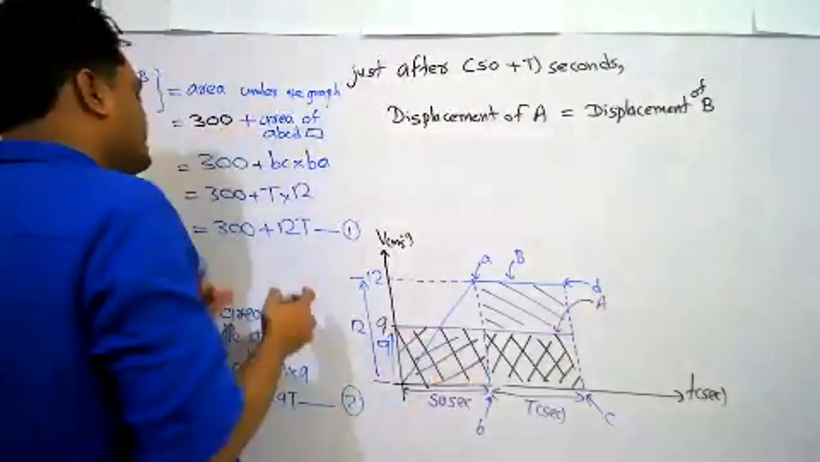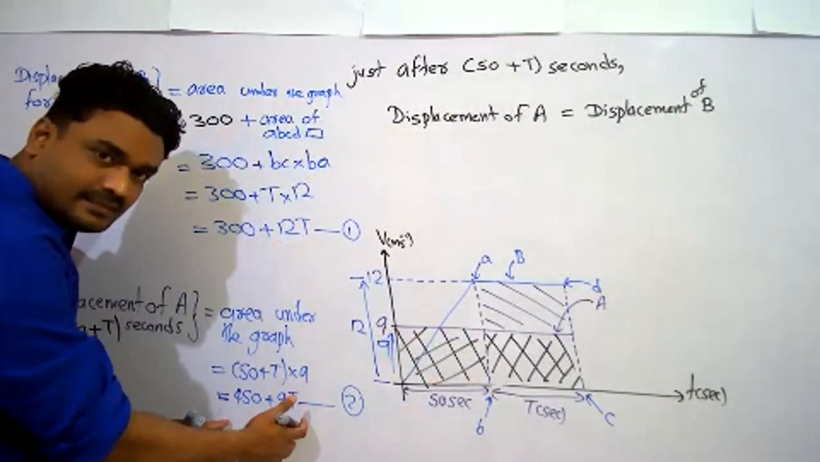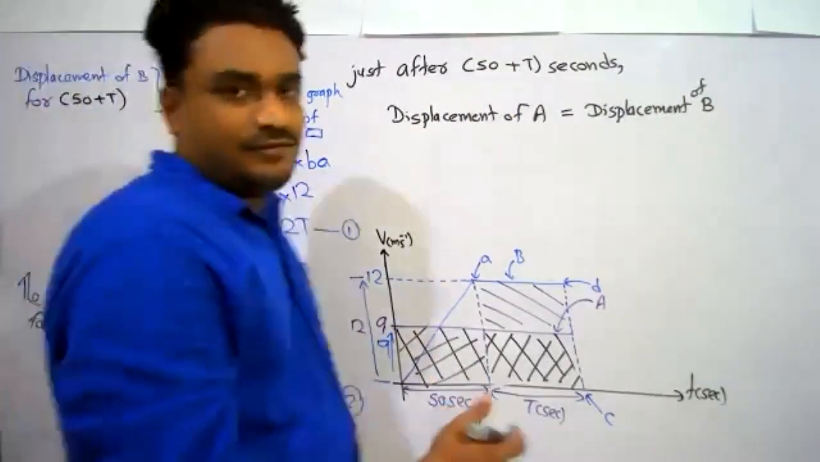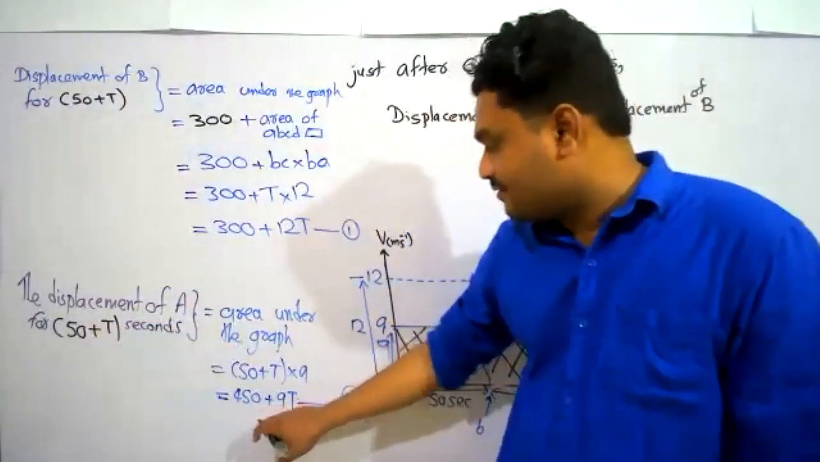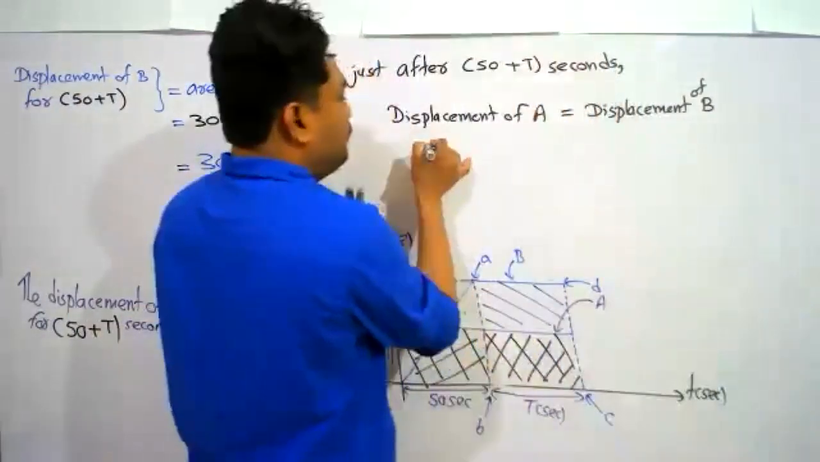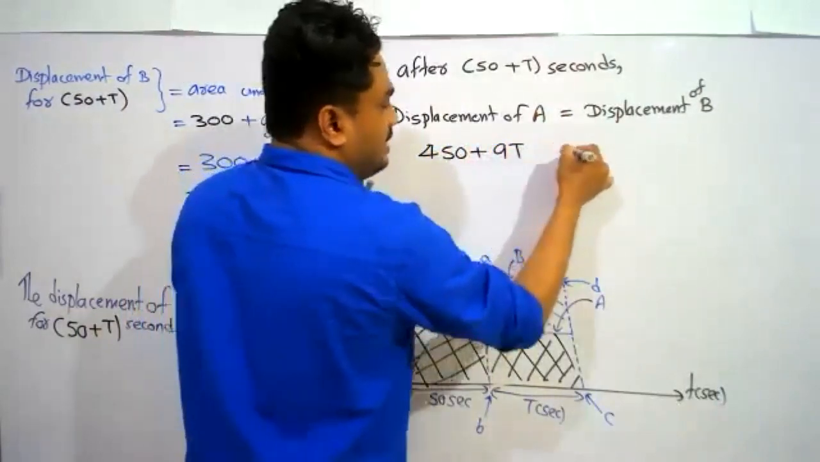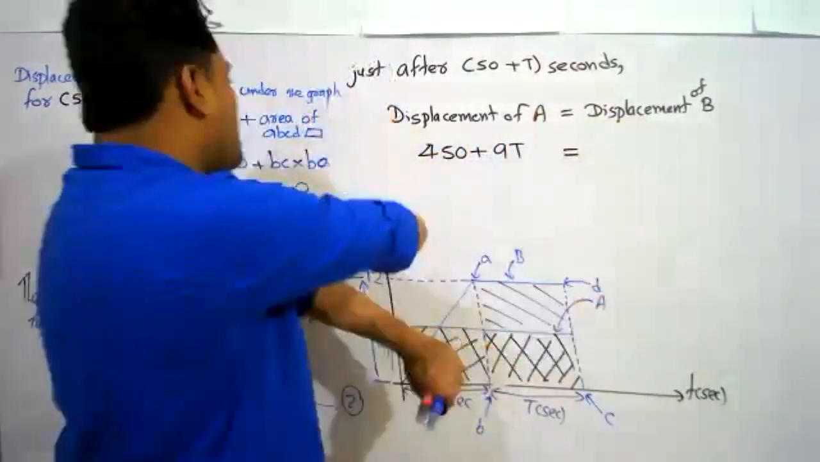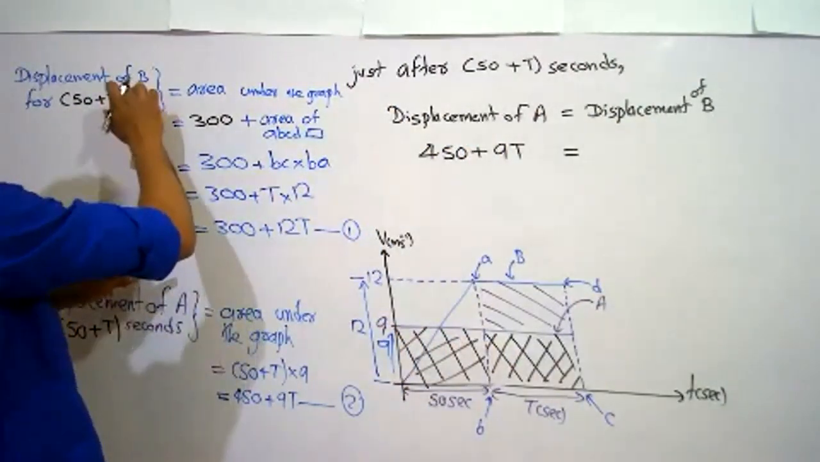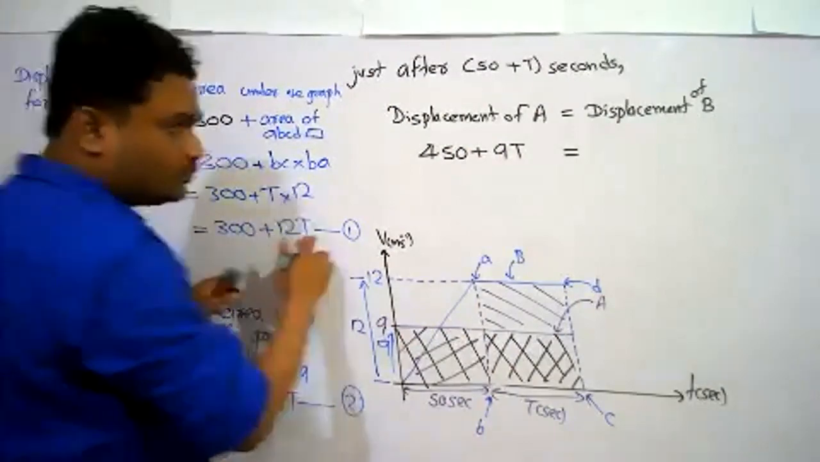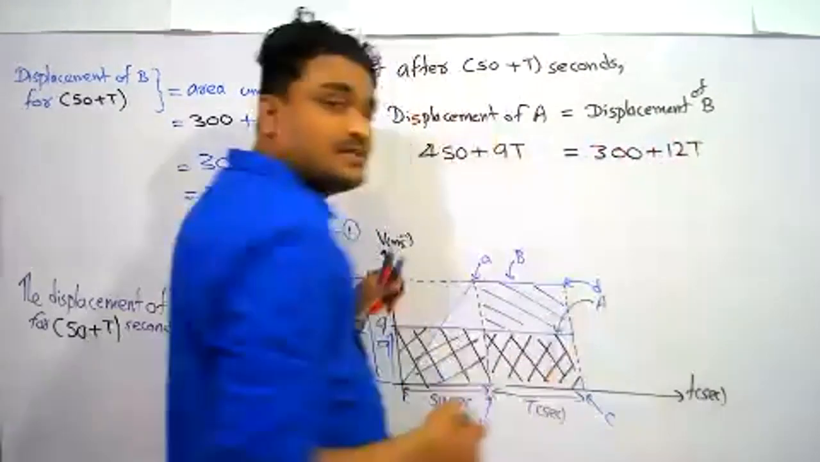After 50 plus t seconds, displacement of capital A is 450 plus 9 times t. After 50 plus capital T seconds, displacement of B is 300 plus 12 times t.